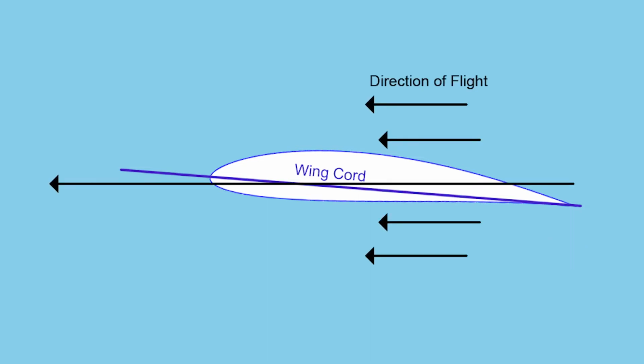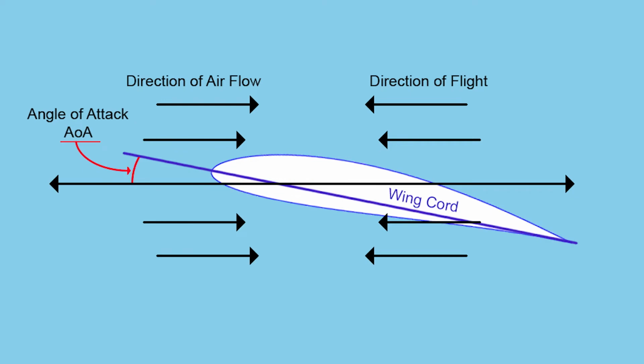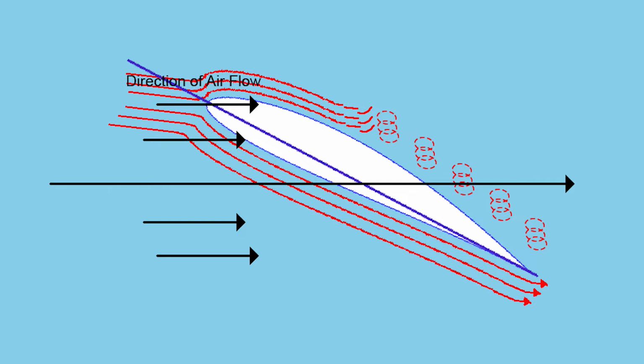Relative air is the direction the wing is traveling into the air, regardless of which angle it is currently at. Angle of attack, or AOA, is the angle of the relative air compared to the wing chord. The higher the angle of attack, the more lift and drag is produced. Too much angle of attack and the wing will stall.